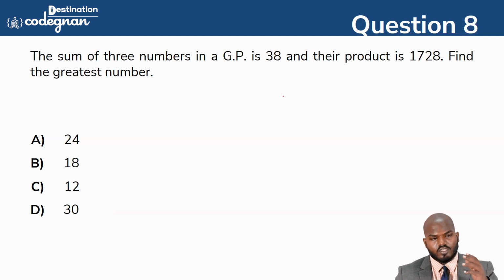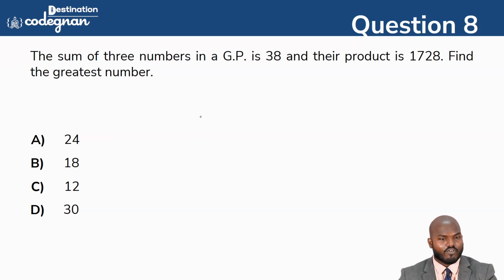First of all, what is the sum of the three numbers? They are saying the sum of the three numbers is 38, but here everything is about the product. So now let's go over to the question. The sum of three numbers in a GP, and their product is 1728. Find the greatest number.